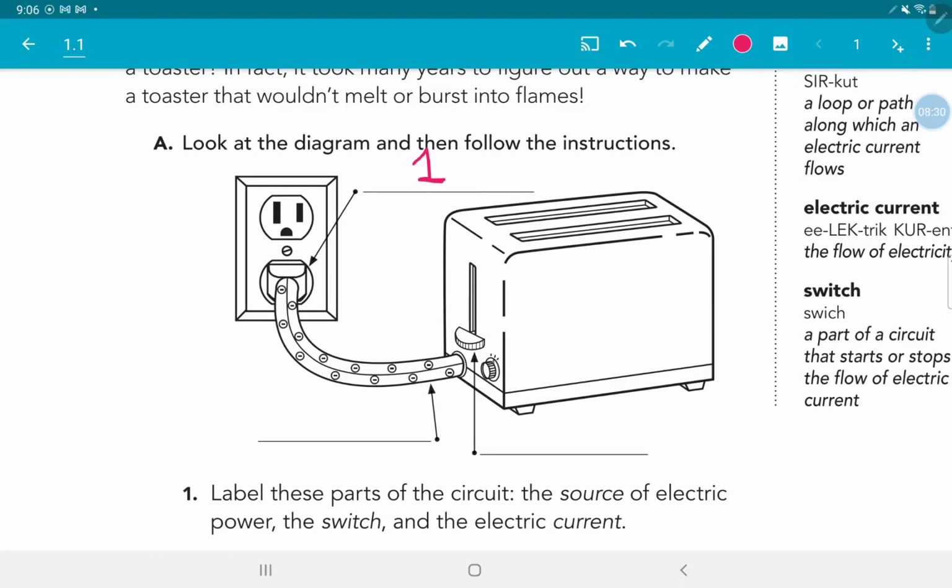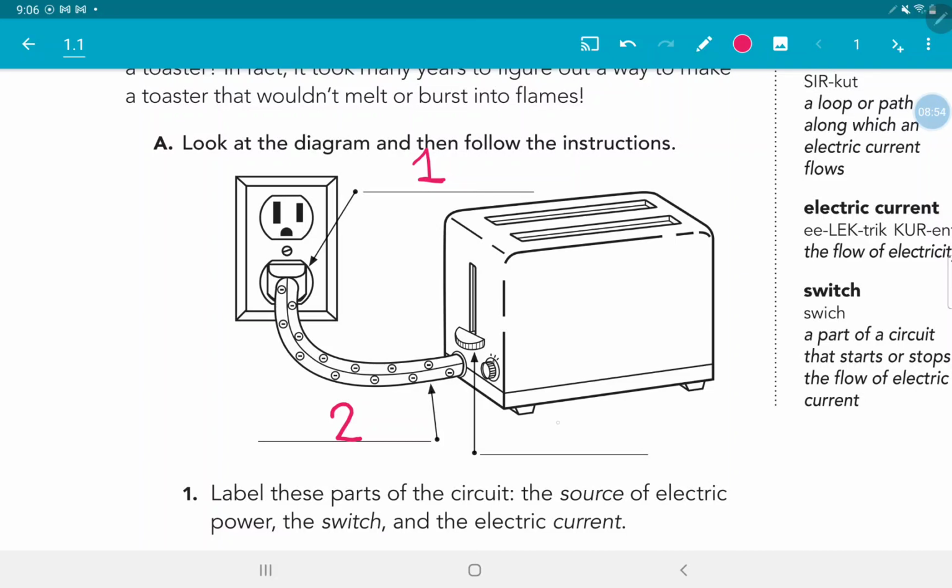Okay, then we have number 2 down here. We've already found the source of electric power. Is it the switch or is it the electric current? What is number 2 going to be, Olivia? The electric current. That's where it's flowing through.